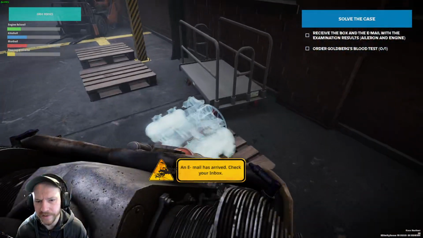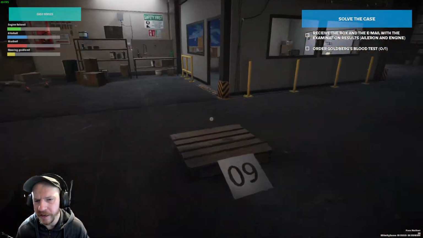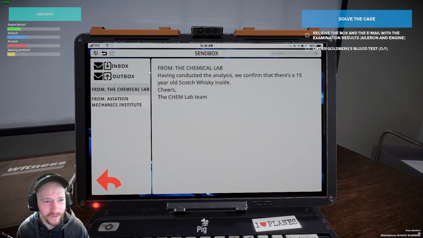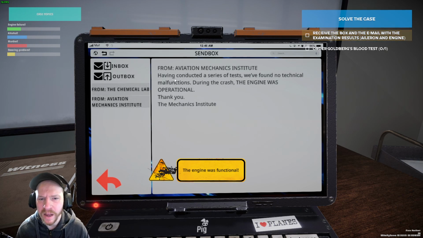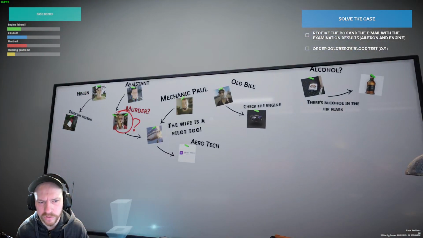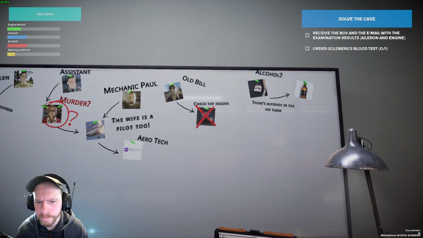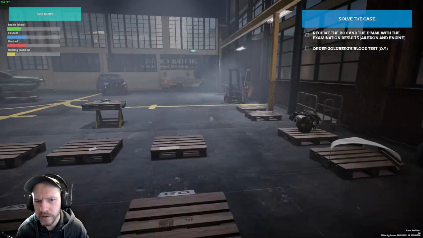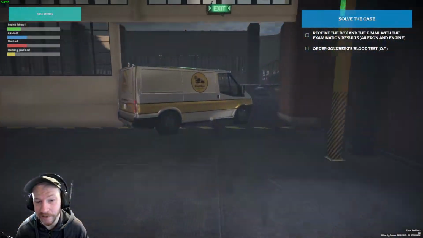The engine is there. An email has arrived. Let's check the email. This is really in-depth. I like it. Having conducted a series of tests, we found no technical malfunctions. During the crash, the engine was operational. Okay, that engine was functional. So, that's fine. Right, so now let's check the ailerons.